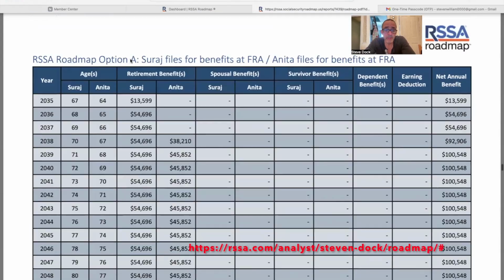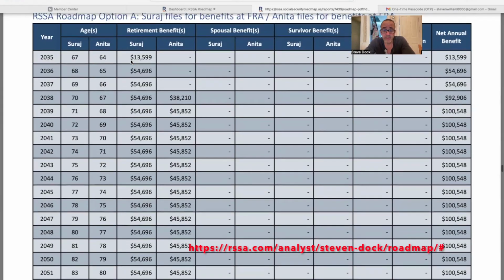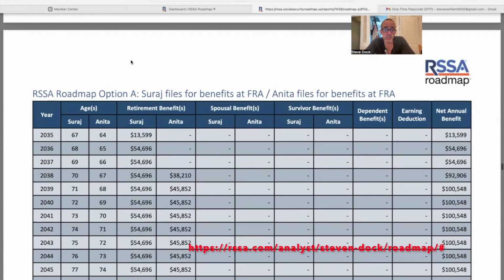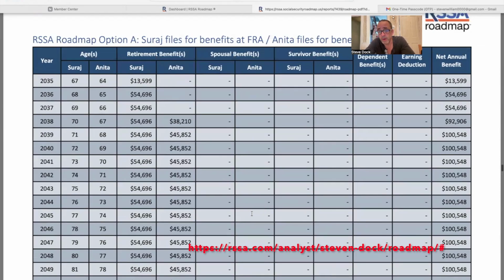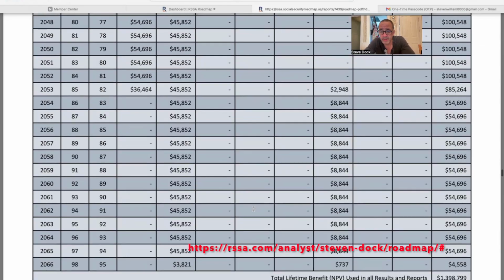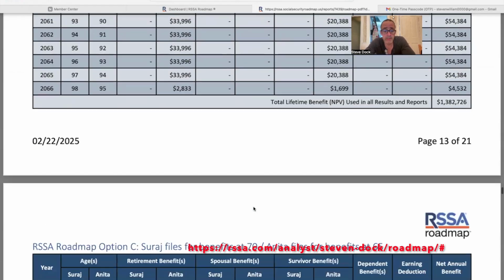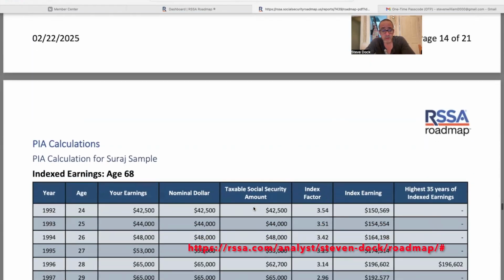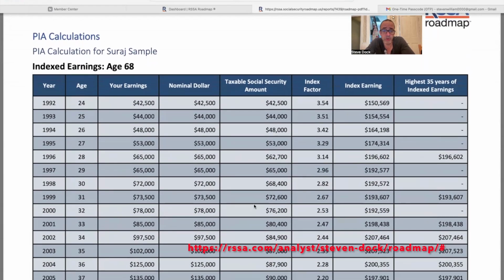And you can take a look at all the different options again and look in the detail of all these options and how they're calculated, what portions of the payment are going to come from Suraj, what's going to come from Anita, what's going to come in the form of a survivorship benefit. And you can see for each of the options what the detail is around that. And the thing that I really like is a lot of people want to know, well, how do they calculate my Social Security?